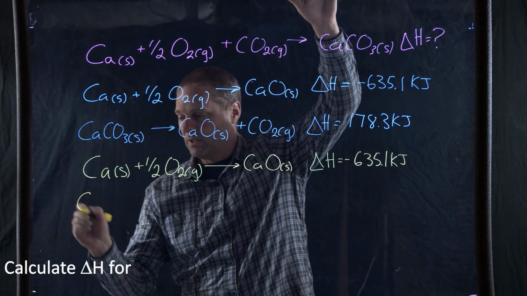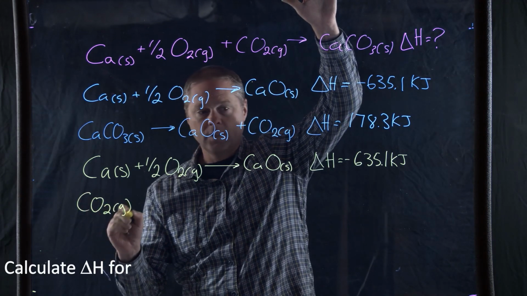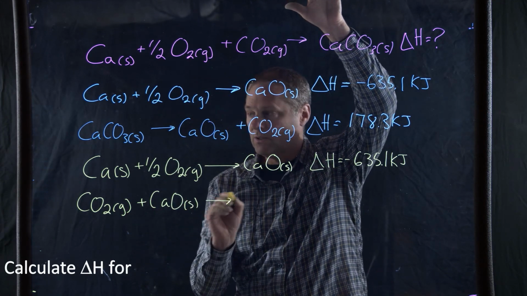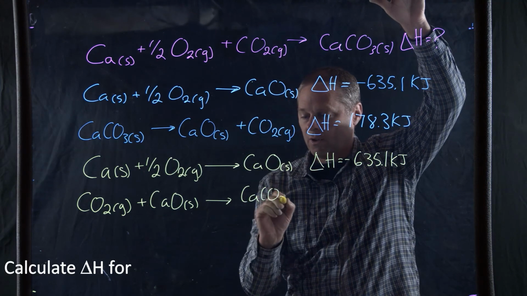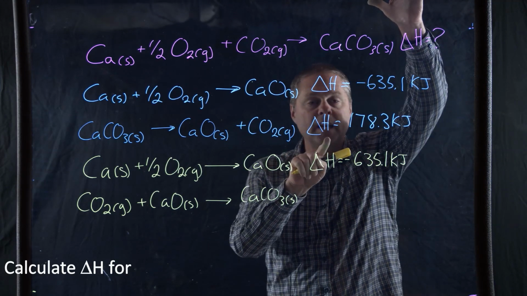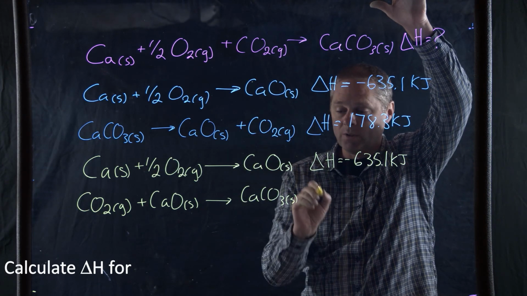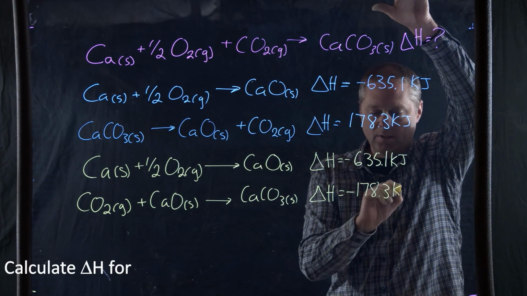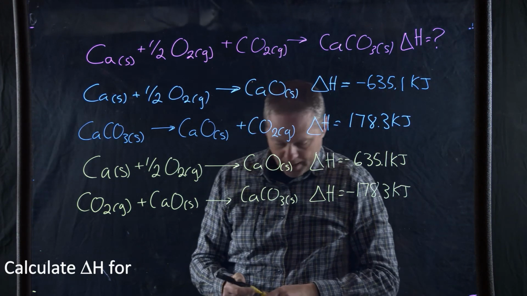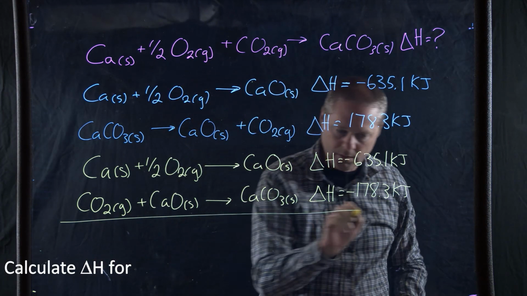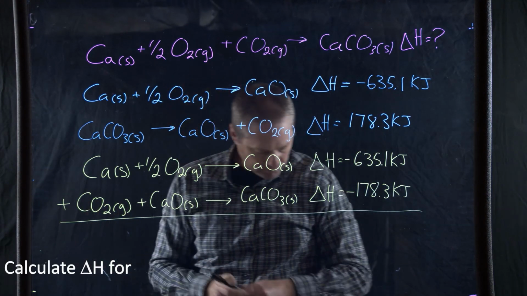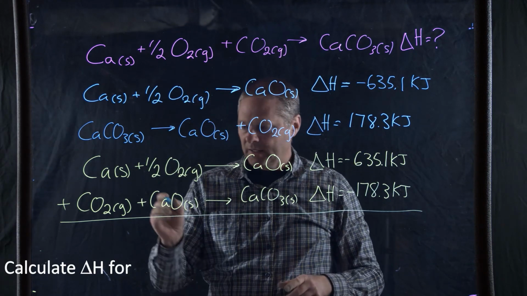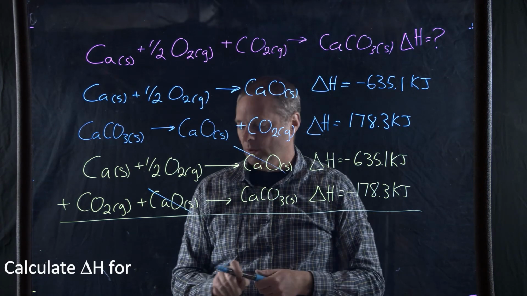So this becomes CO2 gas plus calcium oxide solid yields calcium carbonate solid. Now, if this delta H is positive, when I write it backwards the delta H is going to be negative. If I add these up, I can see now that the calcium oxide is going to cancel on both sides.